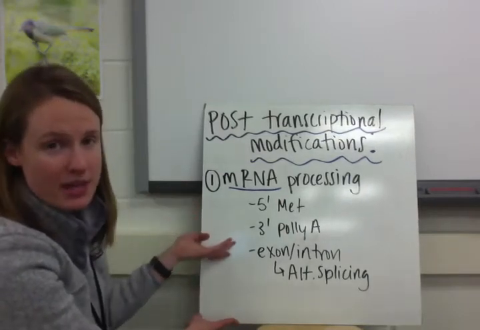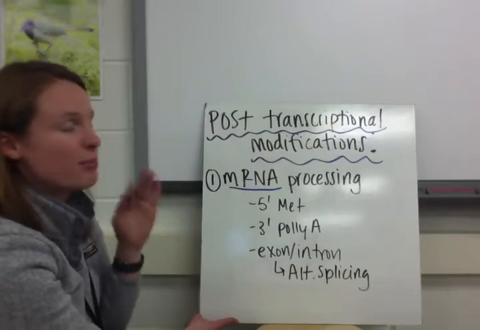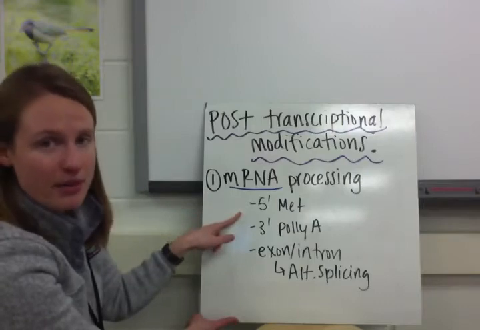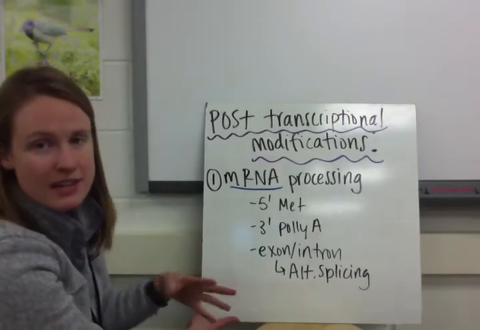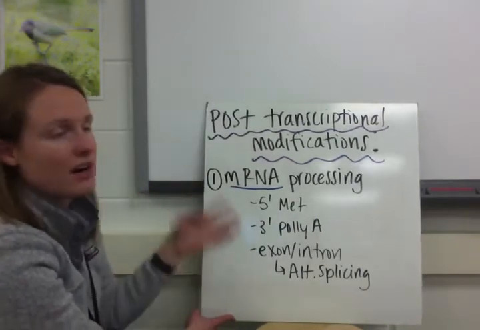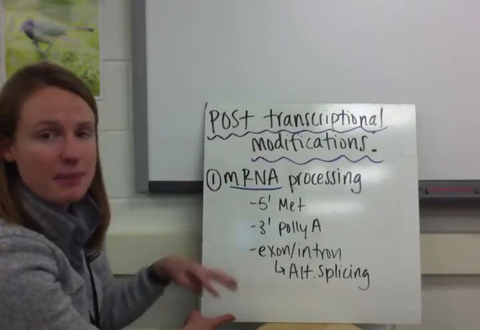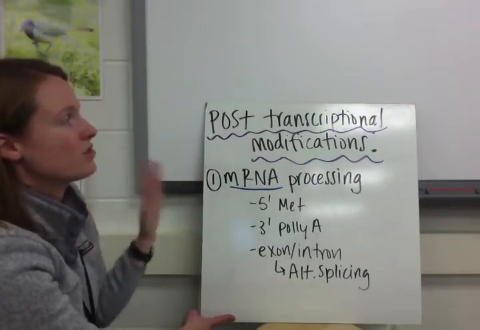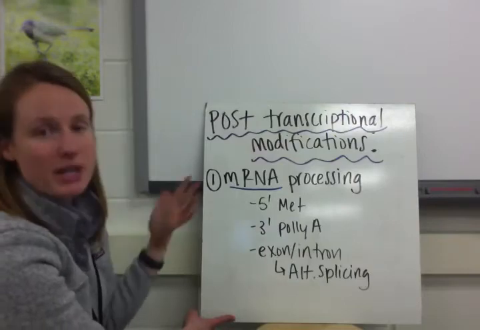One is mRNA processing. We've already talked a lot about this. The pre-mRNA is given a 5' methyl cap, 3' poly A tail, and the introns are spliced out, exons are kept, and alternative splicing can happen. So exons can be combined in different orders. So that's one way that gene expression can be modified.